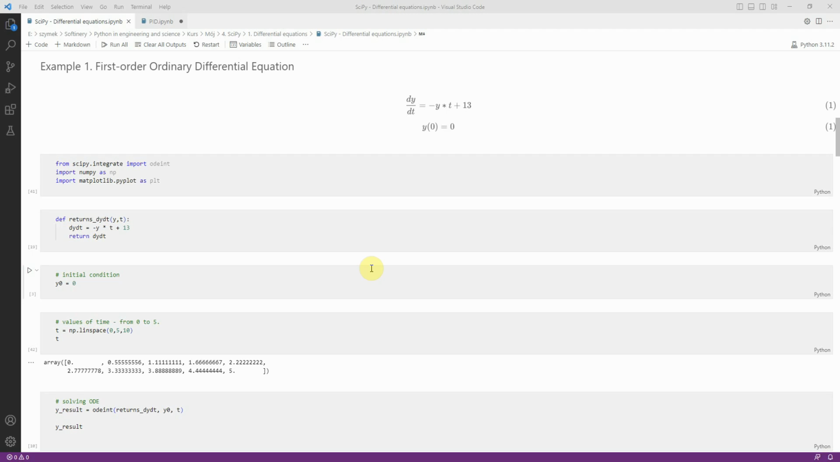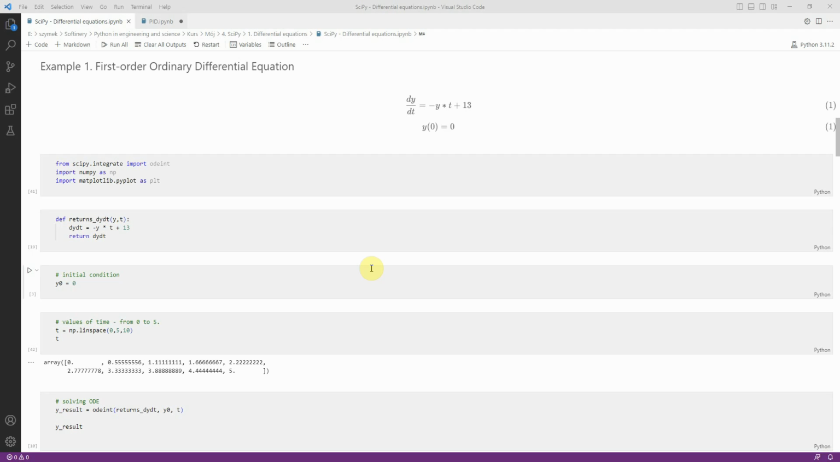Next, we define the initial condition, that is the value of y in the initial moment, in our case y equals 0. After that, we create an array of time values. The time starts in the moment specified in the initial condition, that is 0, and it ends in the moment we are interested in. It is not specified by the equation directly, you know it from the process you simulate. Here we arbitrarily say that we will find the solution from 0 to 5.